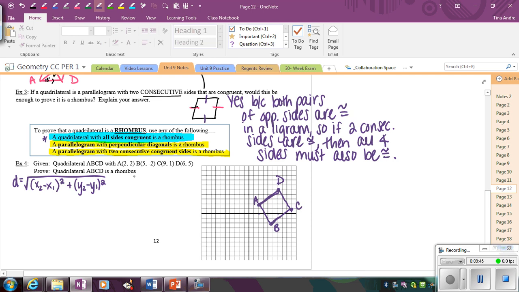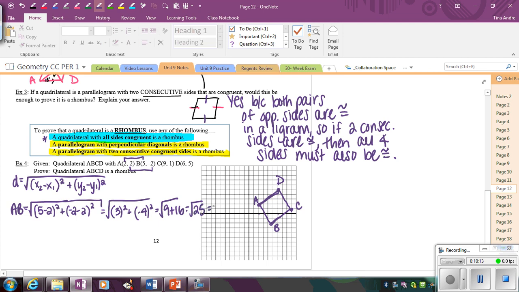So what I'm going to do is I'm going to find the length of each of these. So I'm going to start off with AB, so the distance between those points. So remember, you're subtracting the x's, so the x's get paired. So 5 minus 2 squared plus, subtract the y's, negative 2 minus 2. So I end up with 3 squared plus, this is going to give me negative 4 squared. So I end up with 9 plus 16, so square root of 25, which ends up giving me 5. So AB is equal to 5.